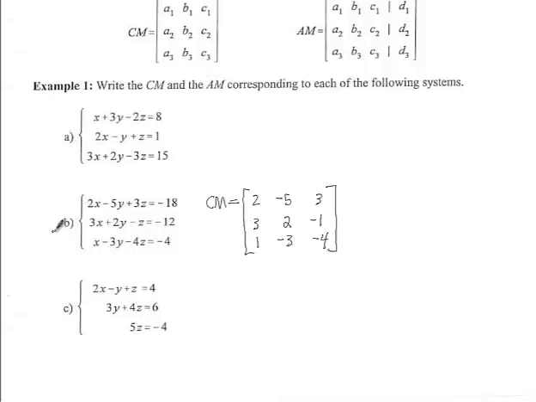But here we are, example 1b, and I've simply written out the coefficient matrix. I copied the coefficients from the first equation to the first row, and so on. And now for the augmented matrix, it will be a 3-row, 4-column matrix. The first 3 columns are just simply the same columns from the coefficient matrix.